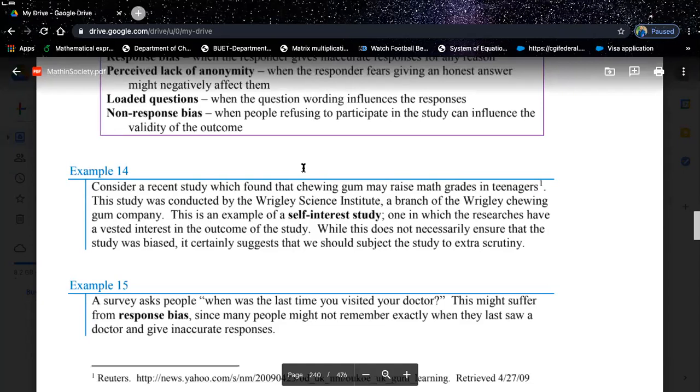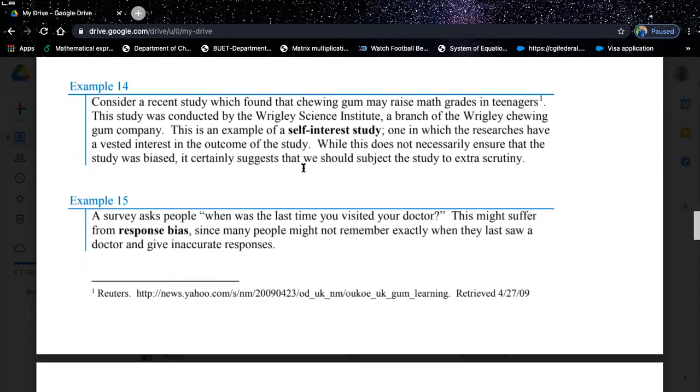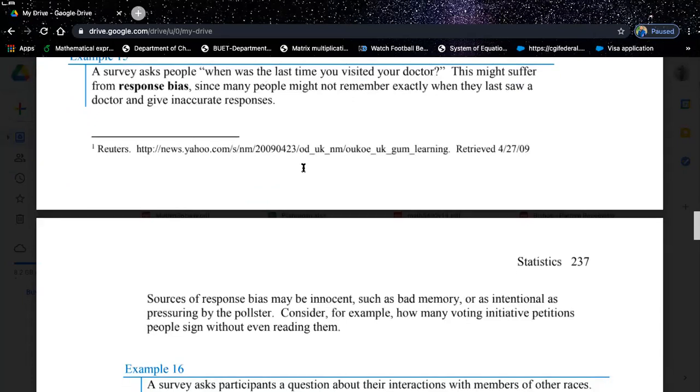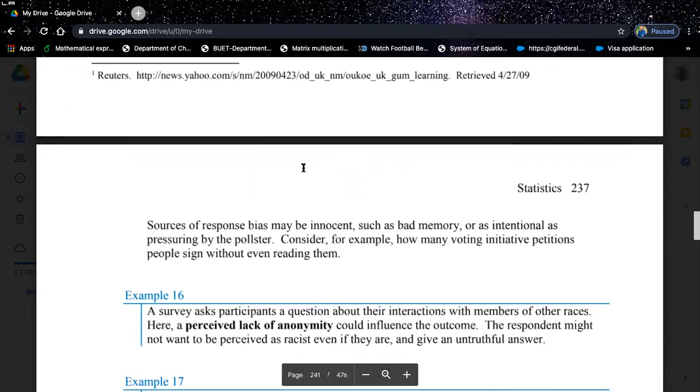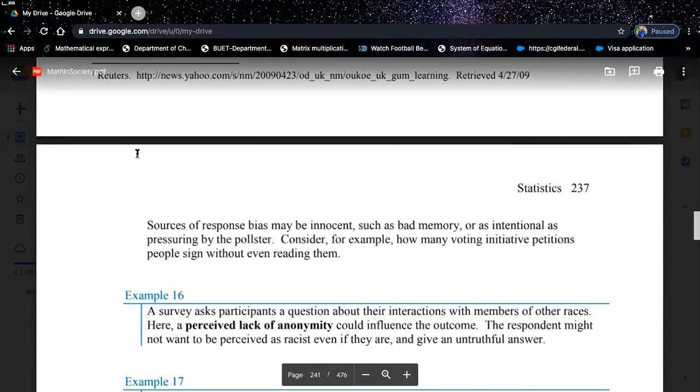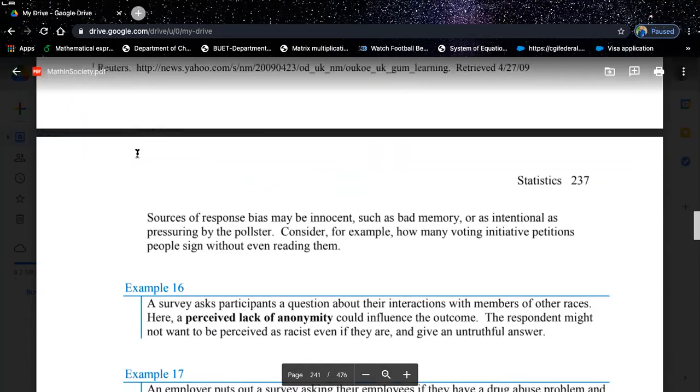Okay. Next, let's see if we have any example of that as well. Yeah, example 16. It says a survey asks participants a question about their interactions with members of other races. Here, a perceived lack of anonymity could influence the outcome. The respondent might not want to be perceived as racist, even if they are, and give an untruthful answer.